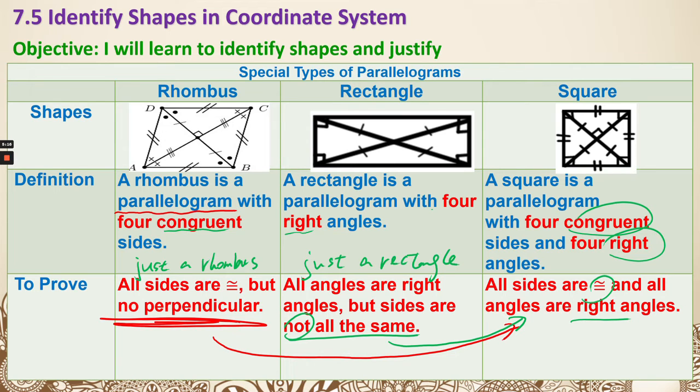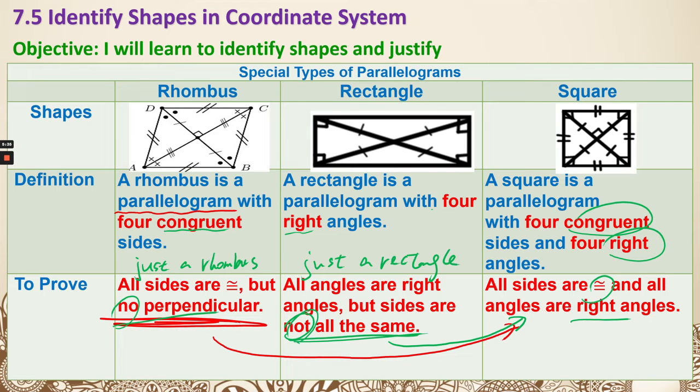But if we're trying to prove just something is just a rhombus, then we need to make sure we're showing that it is not a square. So we need to show the no perpendicular. If we're trying to show something is a rectangle, we need to also show it is not a square. So the sides are not all the same.